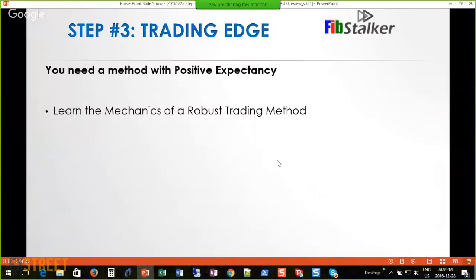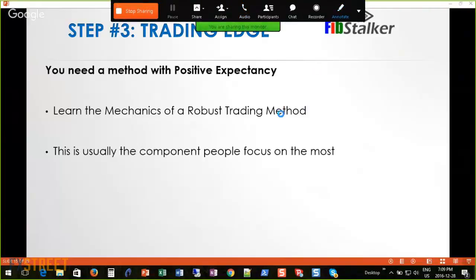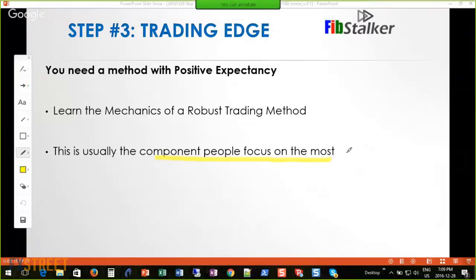As part of becoming a successful trader, you will need to learn the mechanism of a robust trading method and develop a trading edge. This is usually the component people focus on the most. The problem is that if you have been trading for a while, it's likely that you have actually stumbled upon a method that has a positive expectancy, that actually shows a trading edge.